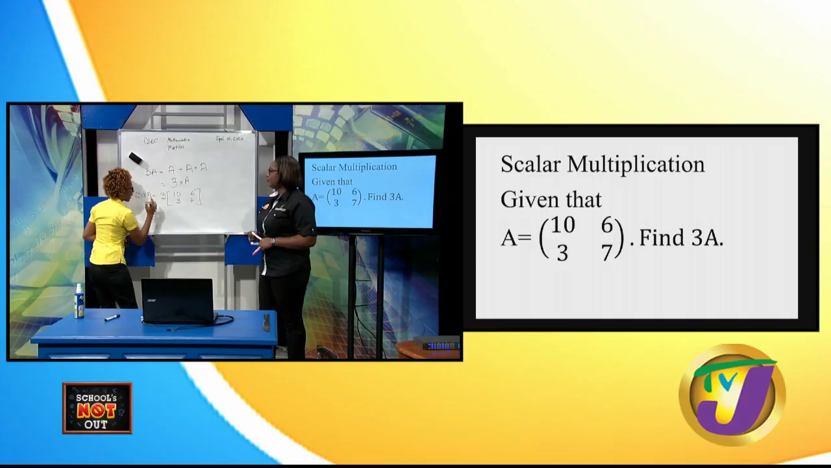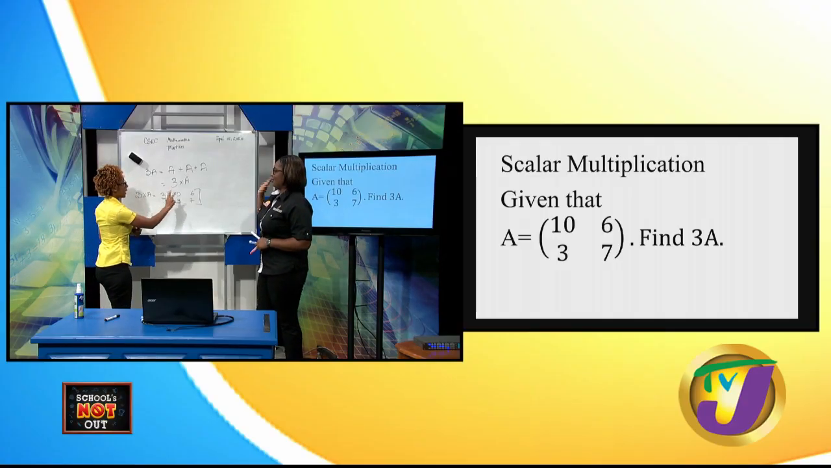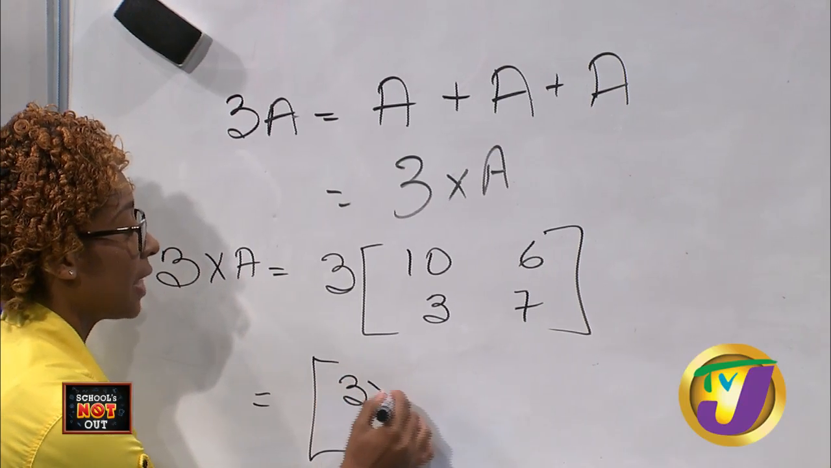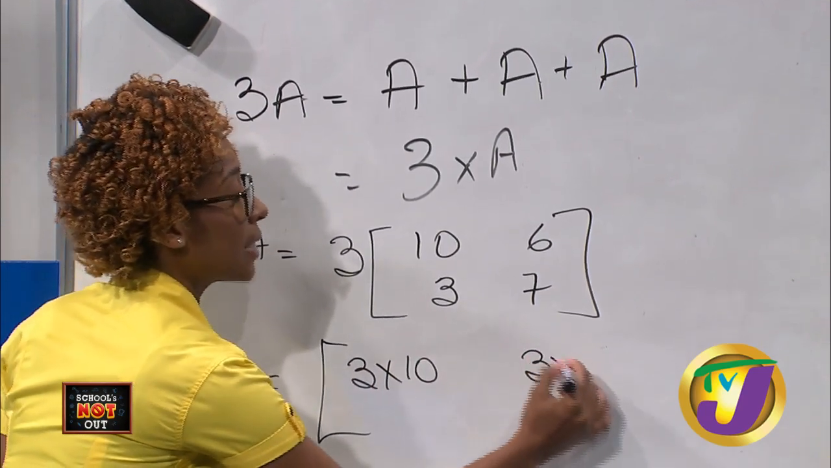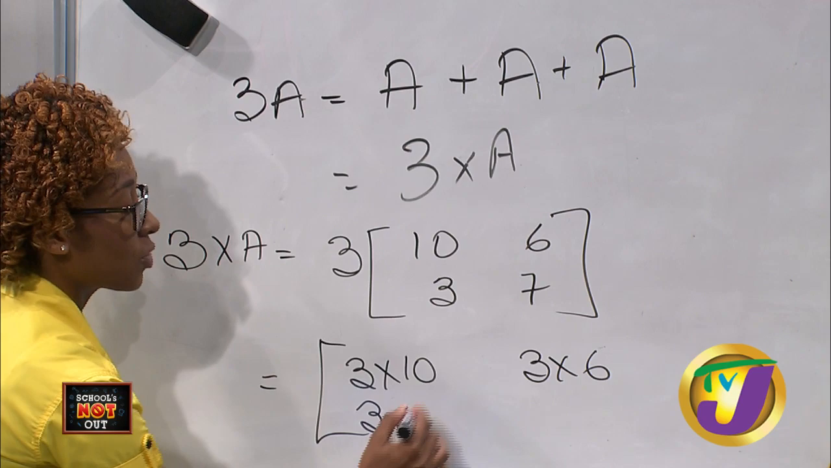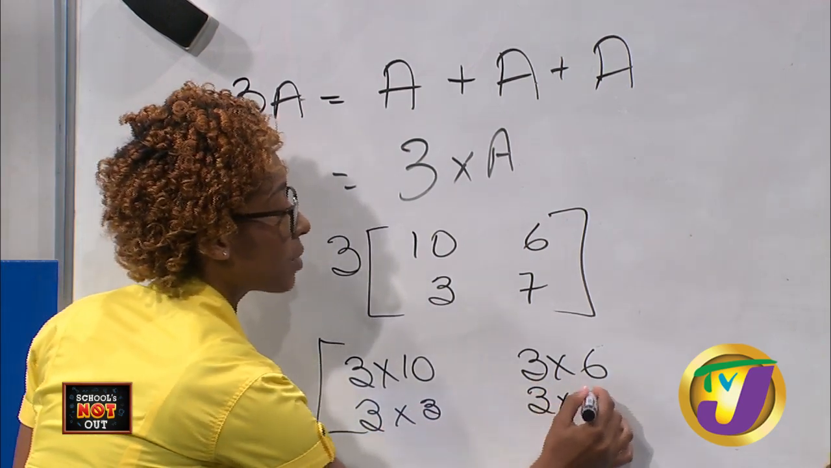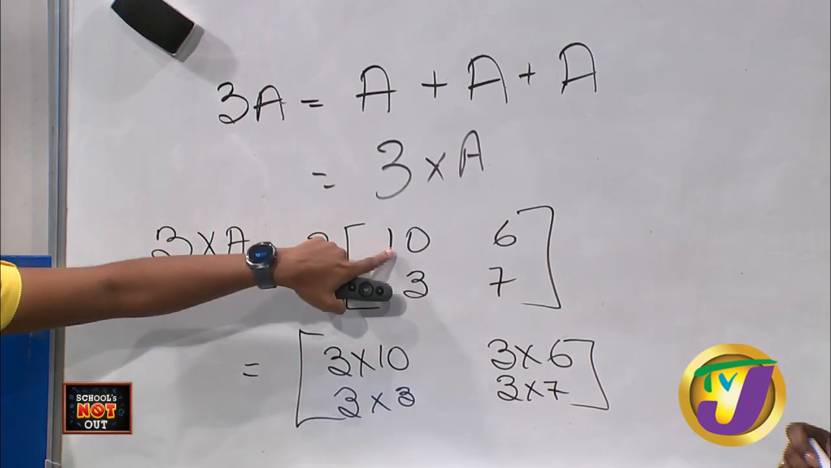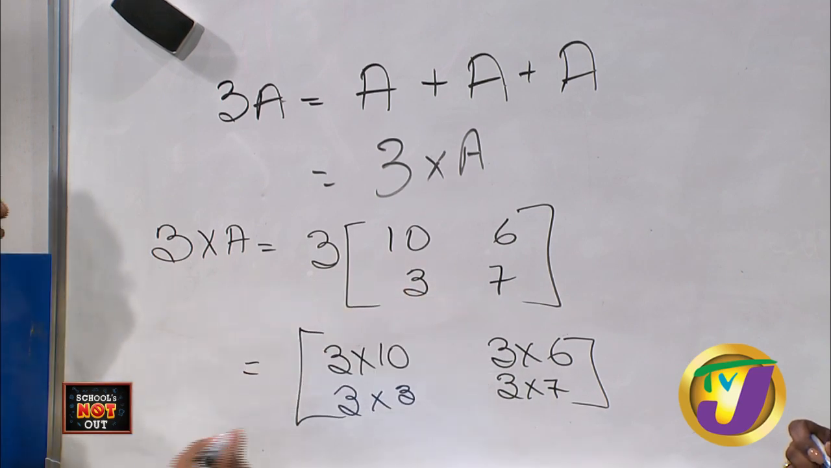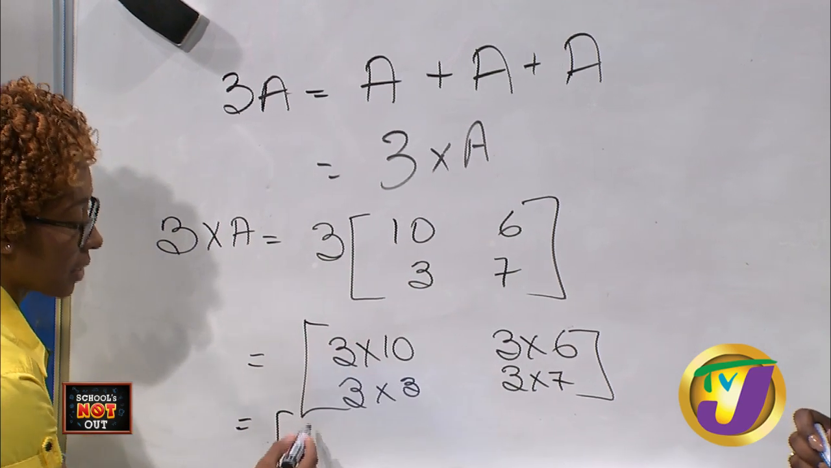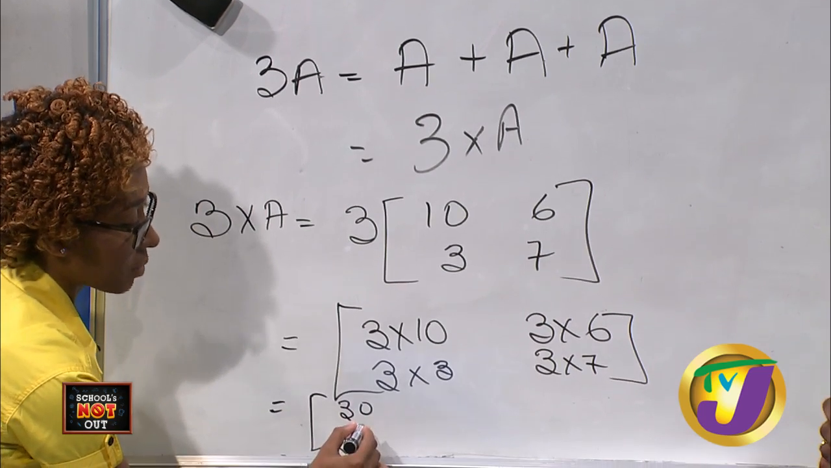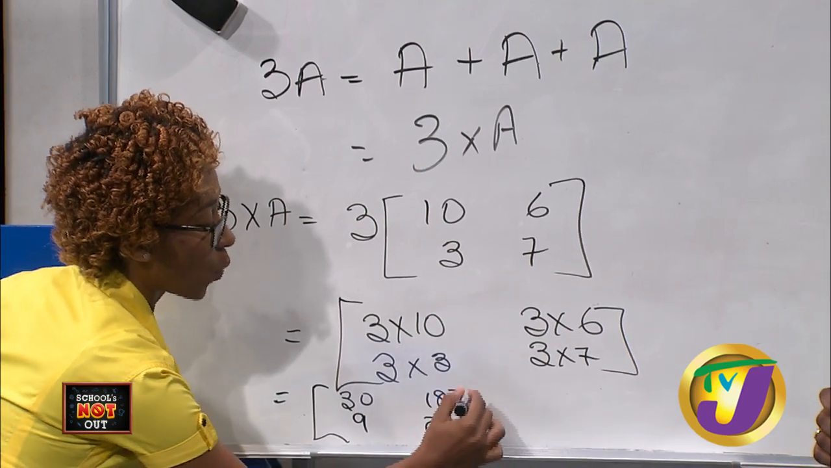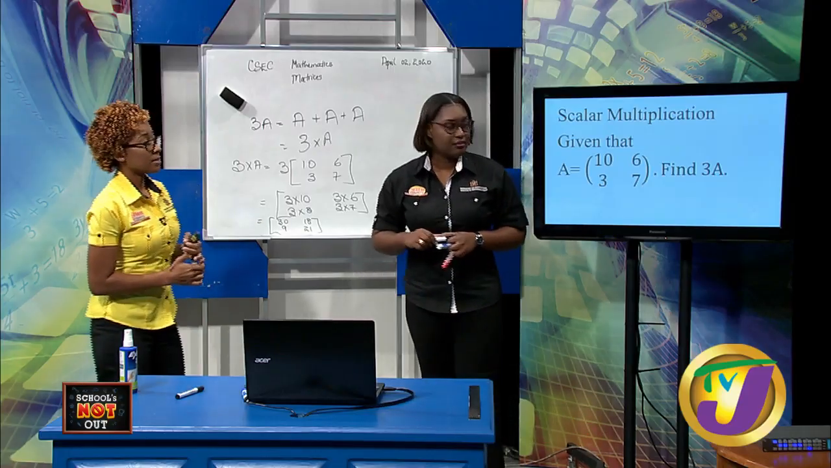So if it means then that we're going to be multiplying our scalar by each element in our matrix, it's going to be 3 times 10, 3 times 6, 3 times 3, and 3 times 7. So what we actually did was multiply our scalar 3 by each element in our matrix, which would then give us 3 times 10 is 30, 3 times 3 is 9, 3 times 6 is 18, and 3 times 7 is 21. So let's check to see if we're correct.